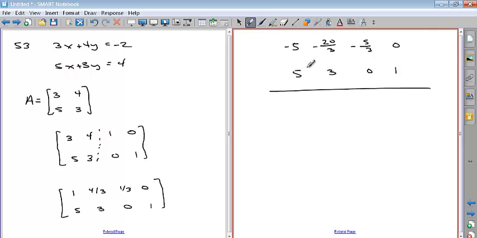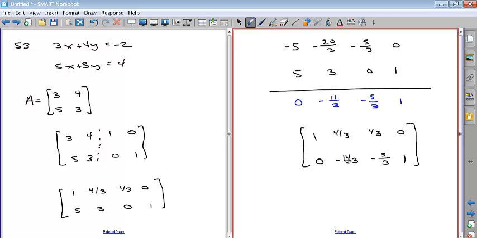like that. So this becomes 0. -20/3 plus 9/3 is going to be -11/3. -5/3 and 1. Okay, so now my matrix is 1, 4/3, 1/3, 0. The second row becomes 0, -11/3, -5/3, 1.